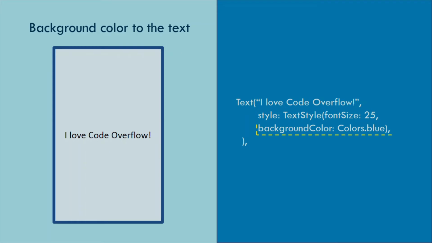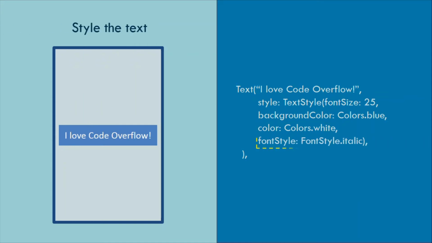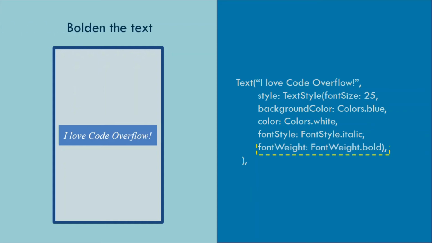Add a background color to the text using the background color property. Change the text color using the color property. Style the text using the font style property. Need bold text? Try out the font weight property.